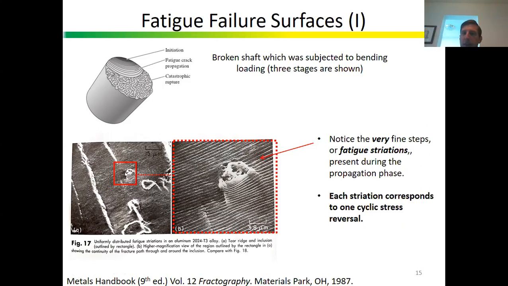And that's what you're seeing here. Those are these little ridges. And again, this magnification is quite high. This is 3.8 micrometers. Remember, a micrometer is a millionth of a meter. So this is really, really small. These steps are very, very tiny, okay? So that's what you see at high-powered magnification.